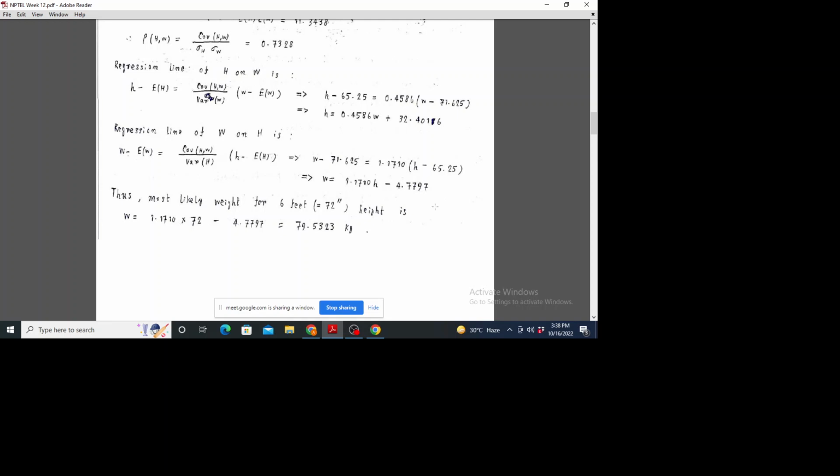Yes, sir. Wait for 6 feet height. So we have to use the weight on h, and that means we have to use this regression equation. Now just substitute the 6 feet. 6 feet means 72 inches, and you will get this result. So 79.5 kg, and that differs from the option. The option is 84 kgs.